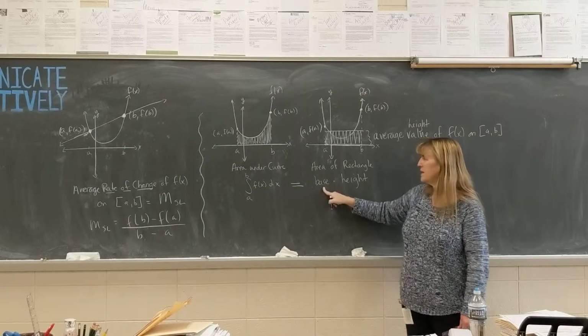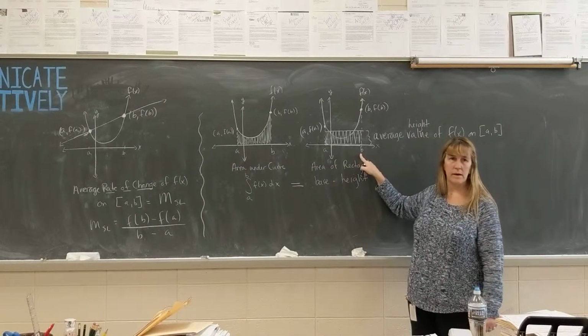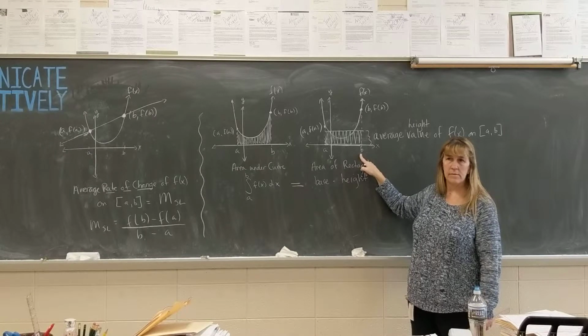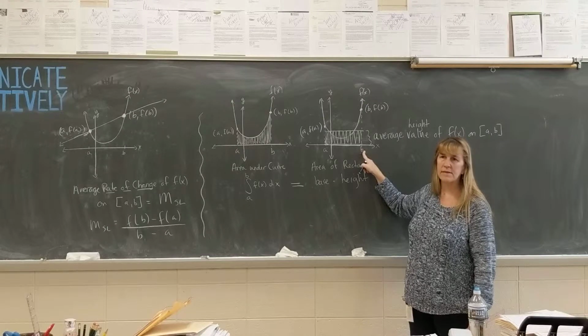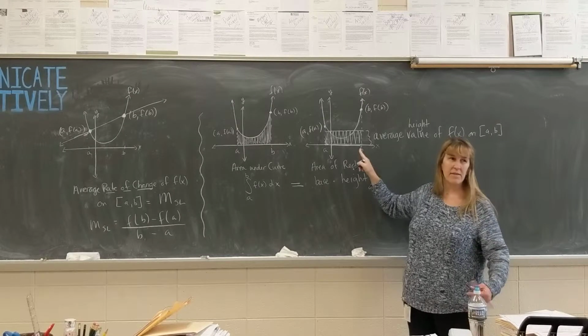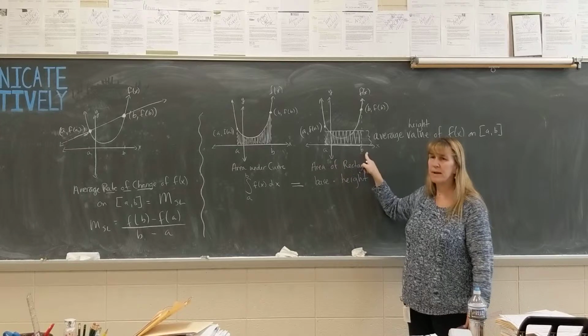What would my base be if I'm going from A to B? What if I went from like -2 to 7? How long would that be? 9. So mathematically, how could I represent that with A and B?